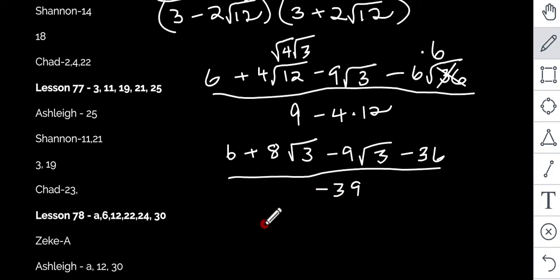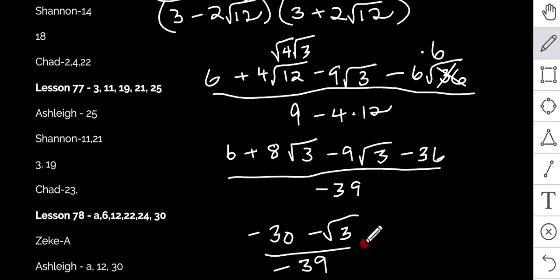And so your final answer, you add the number parts together, you're going to get negative 30 minus root 3 over... actually it's not the final answer, it's just not good to have all those negatives. We'll multiply the top and the bottom by negative 1 and we get 3 plus root 3 over 39. That was cool. Okay, next one.